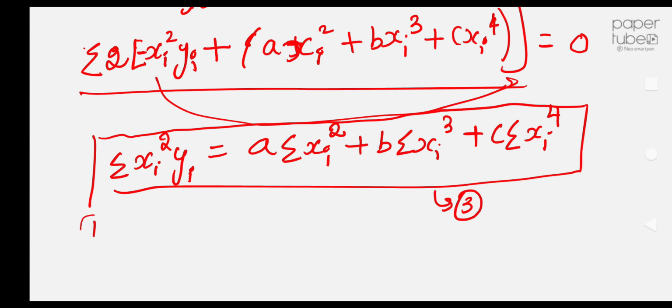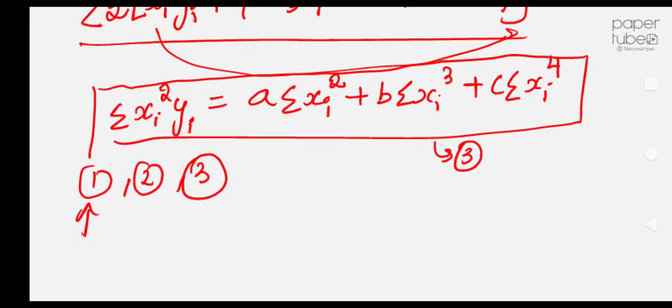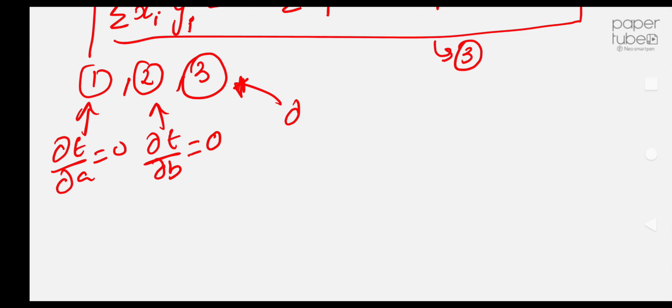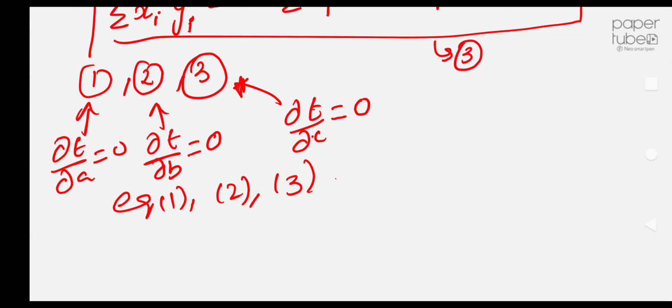So we got three equations. The first one comes from ∂E/∂A equal to 0. The second one comes from differentiating the error with respect to B and setting that resulting expression equal to 0. And similarly ∂E/∂C, setting that resulting expression equal to 0. These equations 1, 2 and 3 are called normal equations.